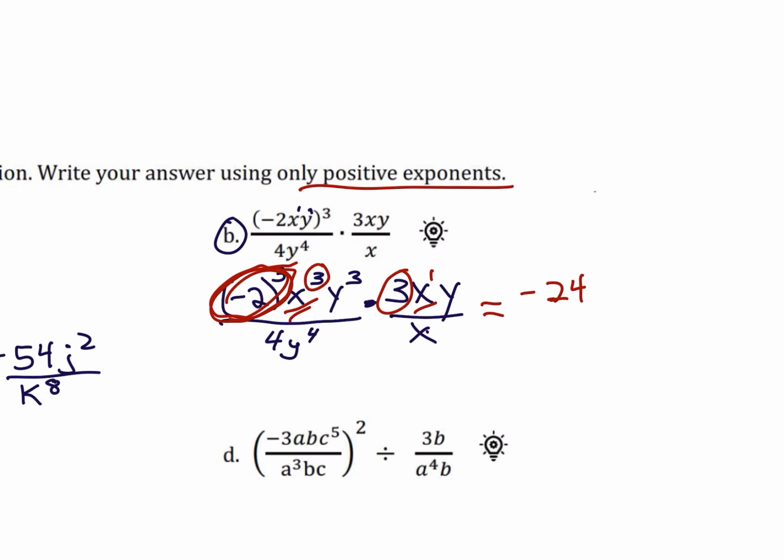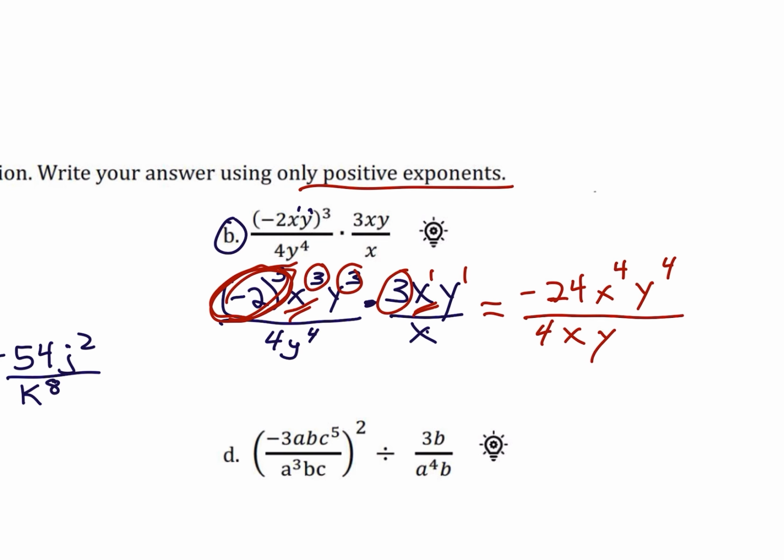So this x to the third times this x to the first, we add the exponents and we get x to the fourth. And then we have y to the third times y to the first, which is y to the 3 plus 1, or y to the fourth. In the denominator, we have 4. I like to put the variables in alphabetical order when it's easy.